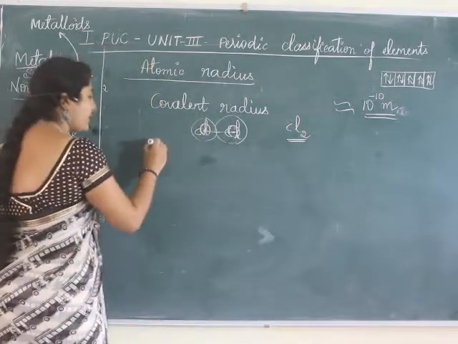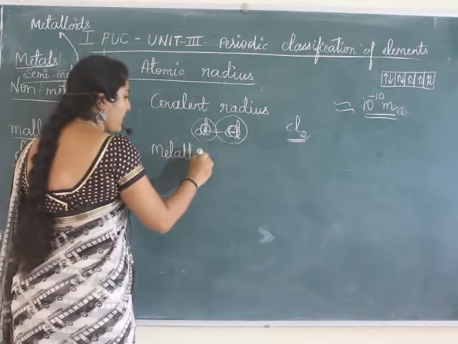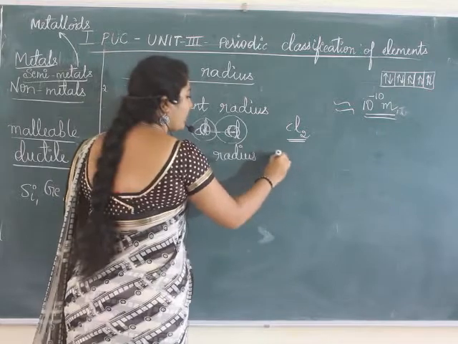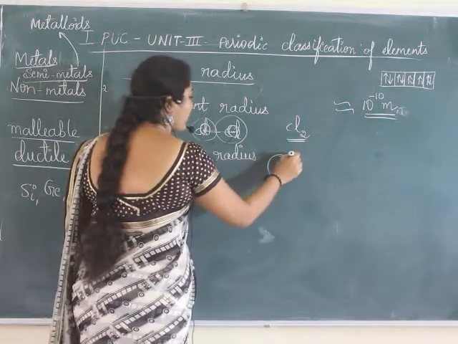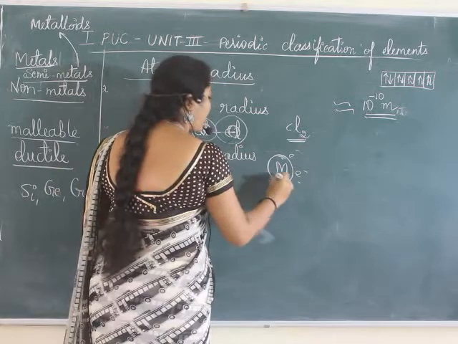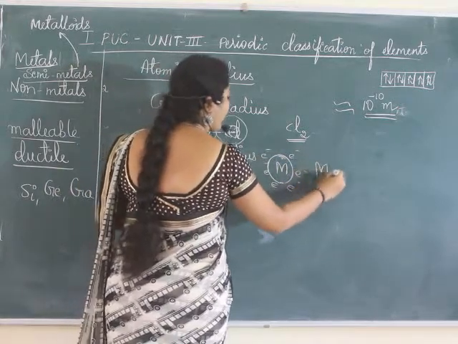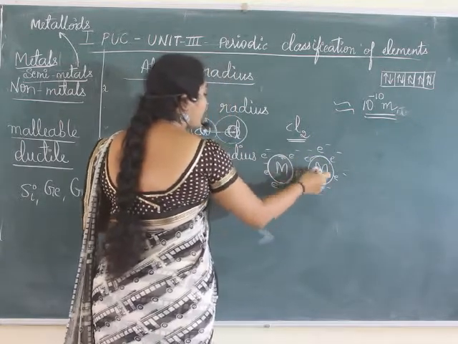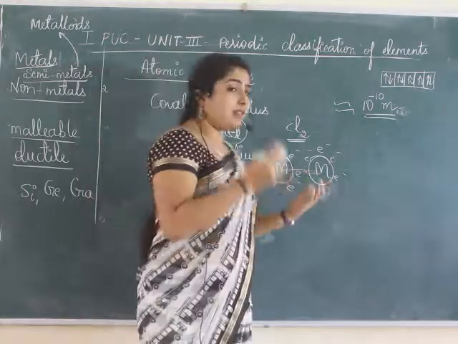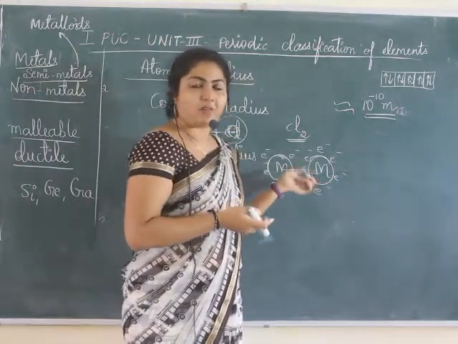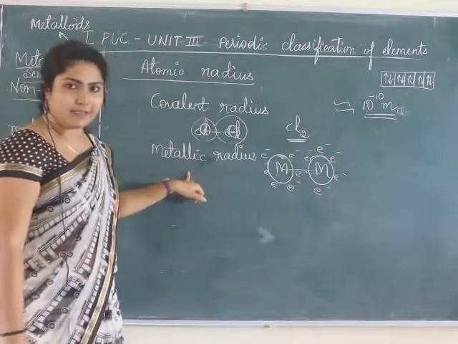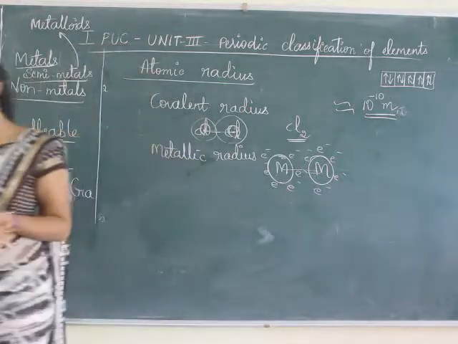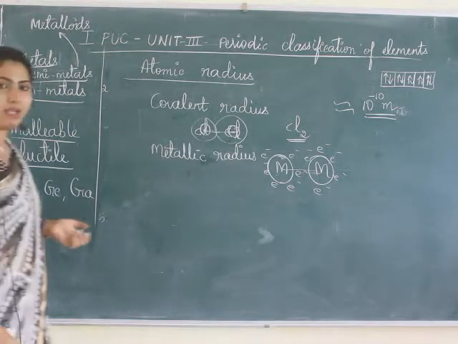In case of metals, we call it metallic radius. Metallic radius is, you know, a positively charged metal surrounded by a kernel of electrons. Now if there is one more metal, again it will be surrounded by a kernel of electrons. When these two are bonded, they find half of the internuclear distance, the same. But in case of metal, we call it metallic radius. Both covalent radius and metallic radius are discussed in this particular unit as atomic radius.